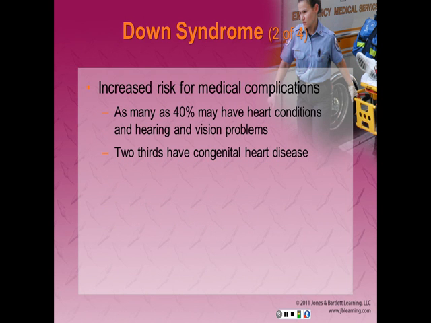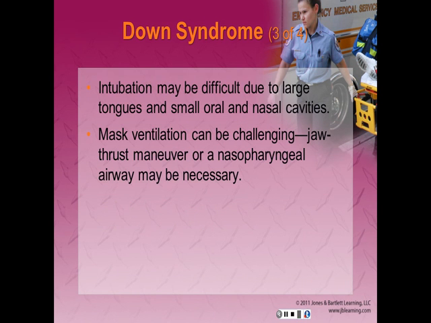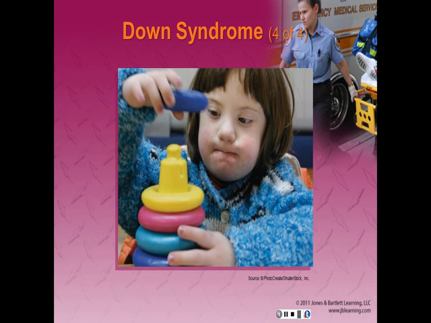Mask ventilation can be challenging because of their facial features. 2/3 may have congenital heart disease. Intubation may be difficult due to large tongues and small oral and nasal cavities. And remember, as I said in the previous slide, mask ventilation can be challenging, but the jaw thrust maneuver or a nasal airway may be necessary. Here we have a picture of a child who has Down syndrome.